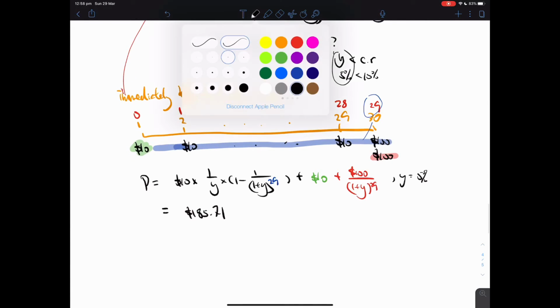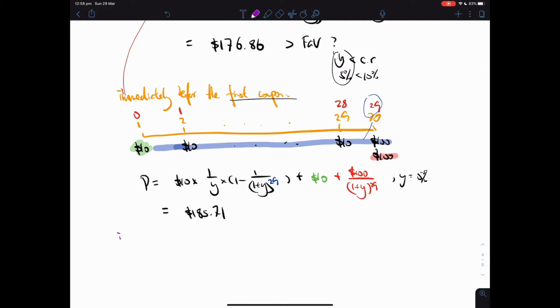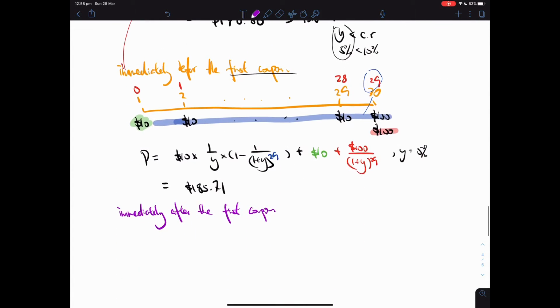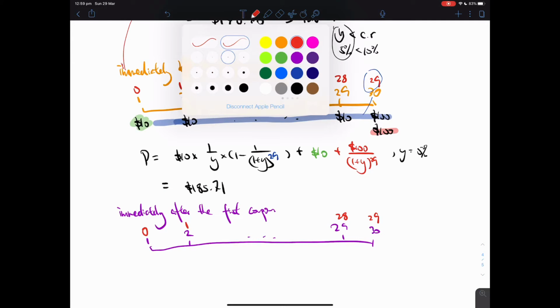But how about the price immediately after the first coupon? So again, you are here, right? It looks very similar to the above timeline, except, because people don't like starting from 1, let's start with 0, 1, 29, right? That's the equivalent timeline.